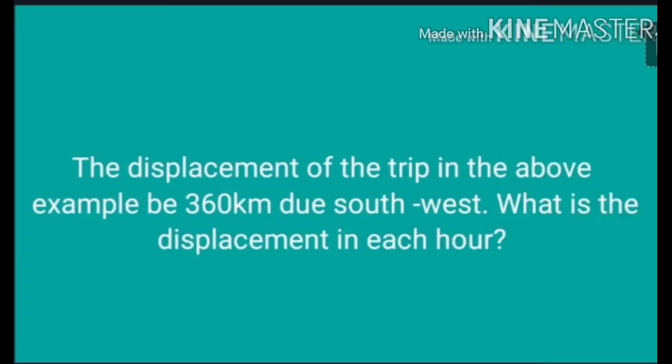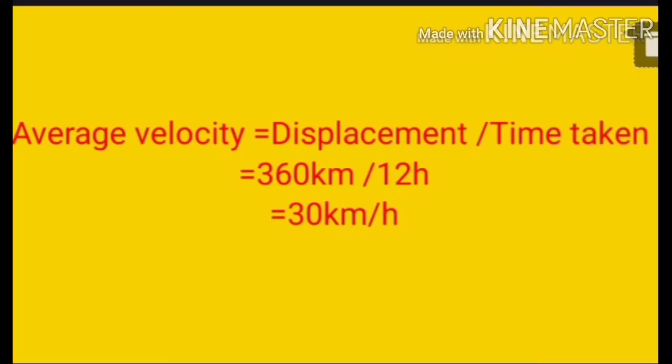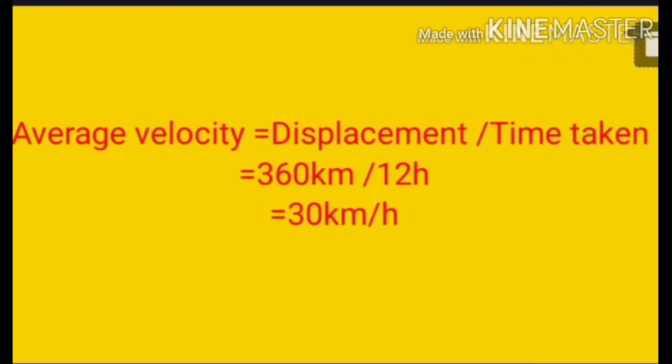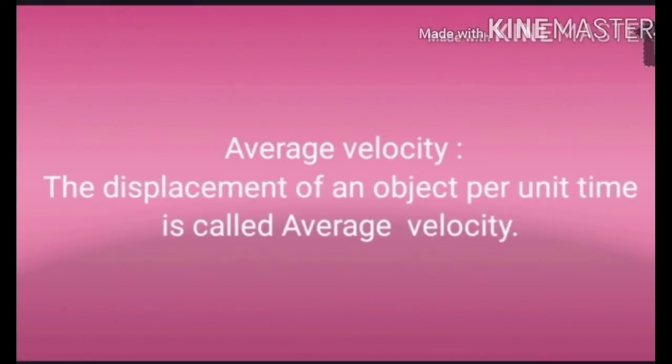Next, go to the problem. Let the displacement of the trip in the above example be 360 km due south to west. What is the displacement in each hour? The displacement per hour is 360 km by 12 hours, which is 30 km per hour. The displacement of an object per unit time is called average velocity.